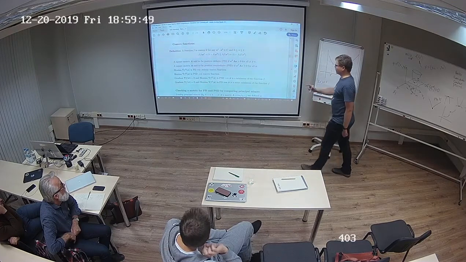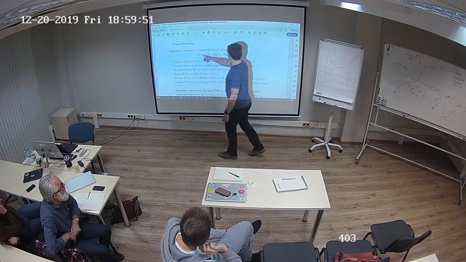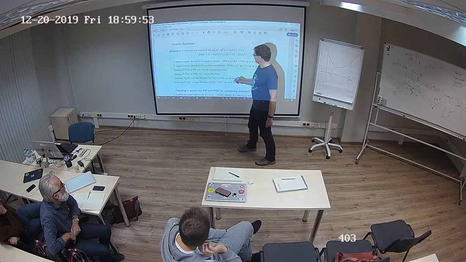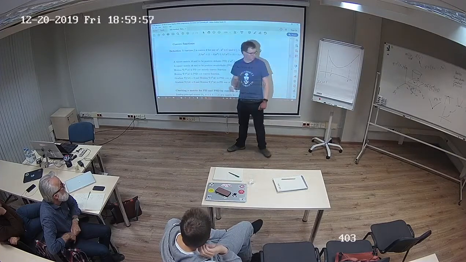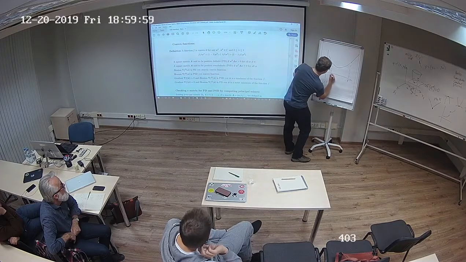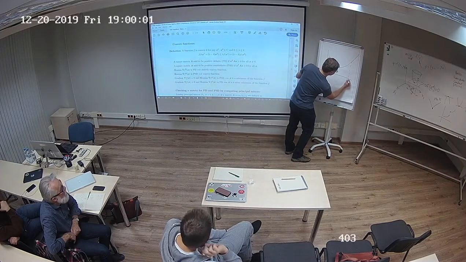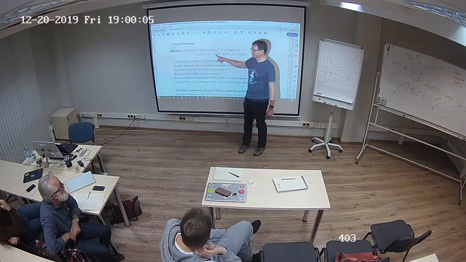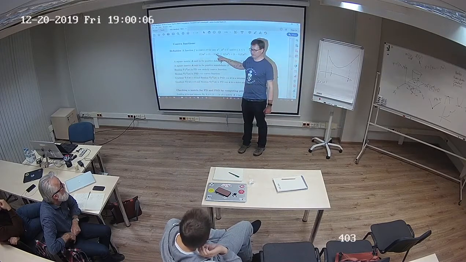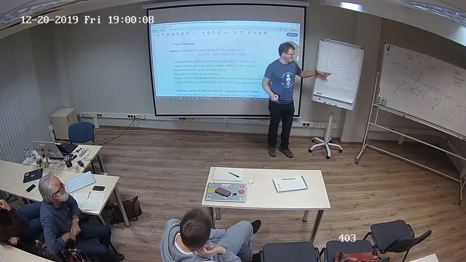So now let's try to write down this part of the function. What is lambda multiplied by x1 plus (1 minus lambda) multiplied by x2? So this is x1, this is x2. If lambda is equal to 0, we are at the point x2. If lambda is equal to 1, we are at the point x1.